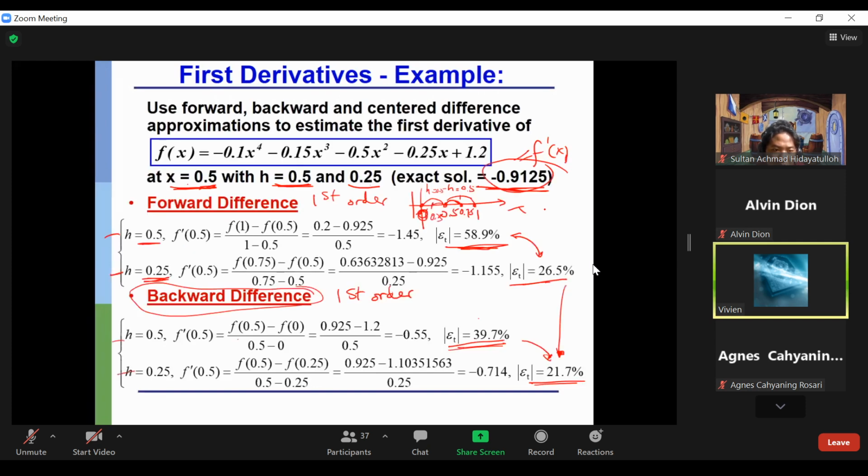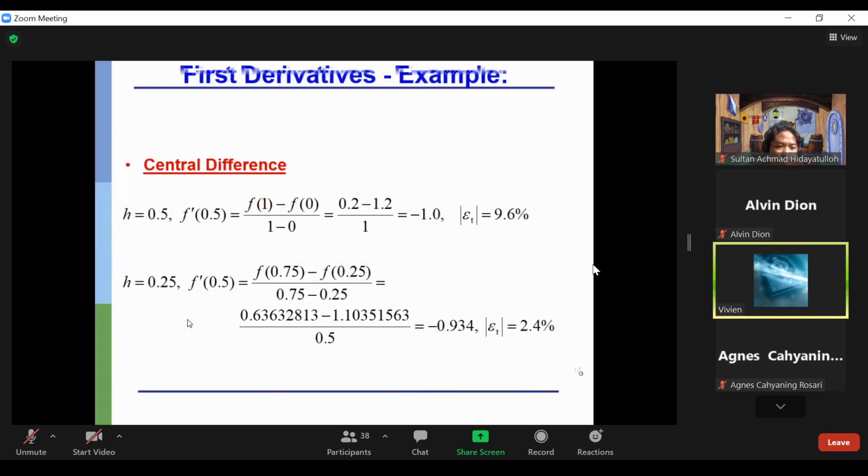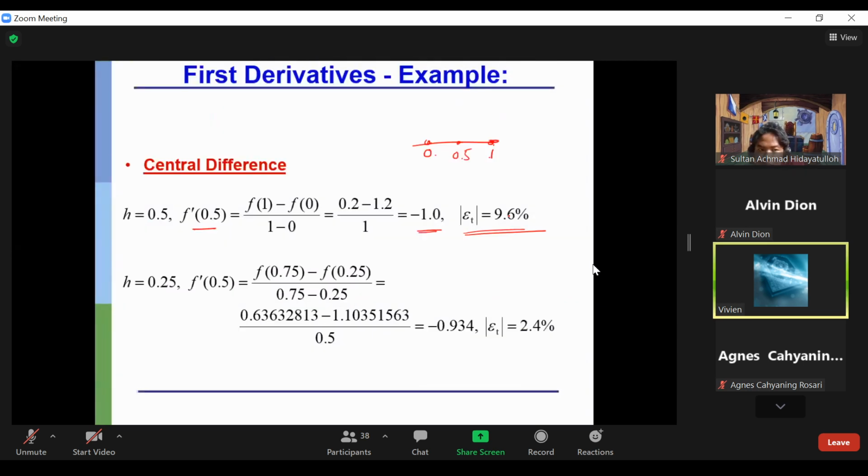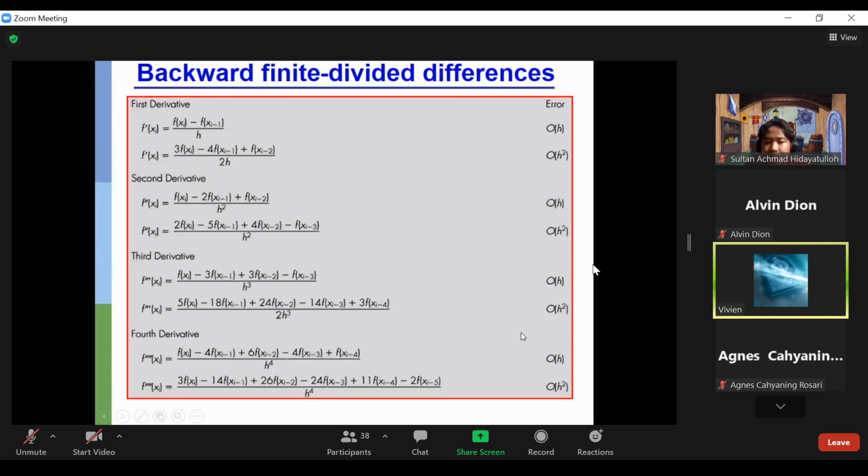Comparing to the previous two with the same interval size, we see that central difference is far better, with an error less than 10%. Why? Of course, because this is a second order scheme, which is more accurate. And if we further reduce the interval length to 0.25, the error is reduced even more, now becoming 2.4%.